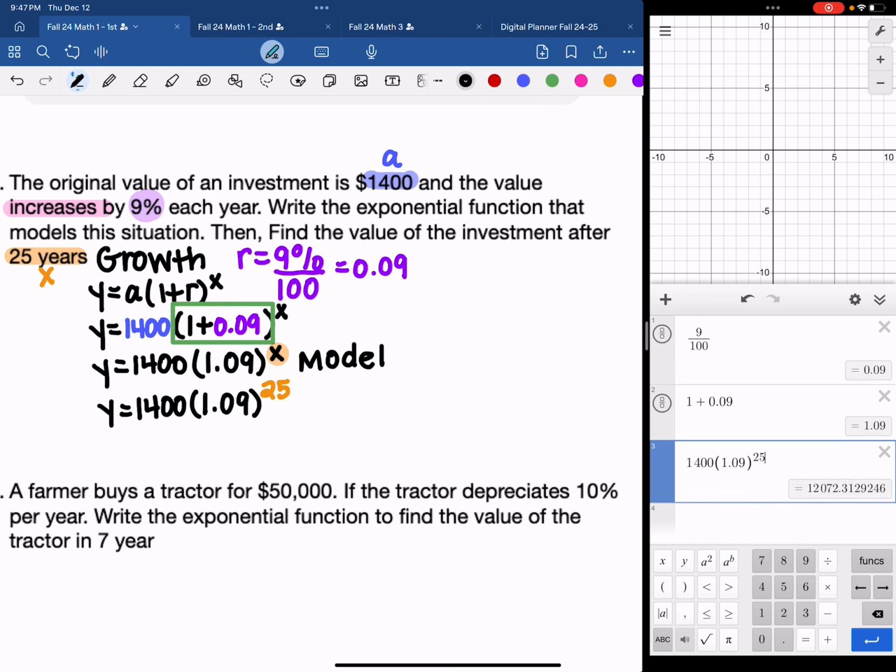it to 25. So my investment started out as 1,400 and now it's approximately worth, in 25 years, it'll be worth $12,072, and since we're dealing with money, we'll say around 31 cents.